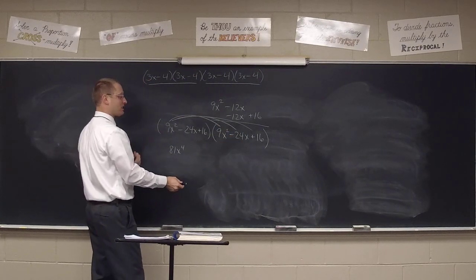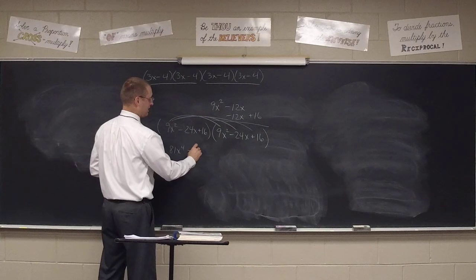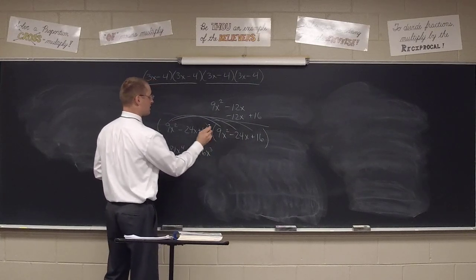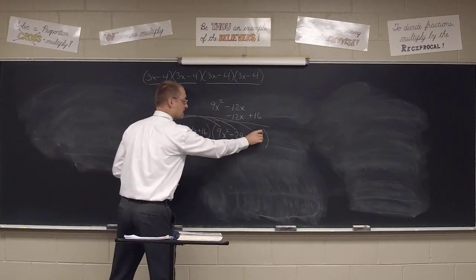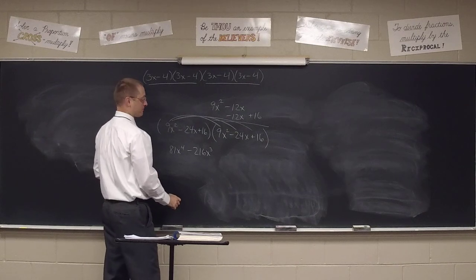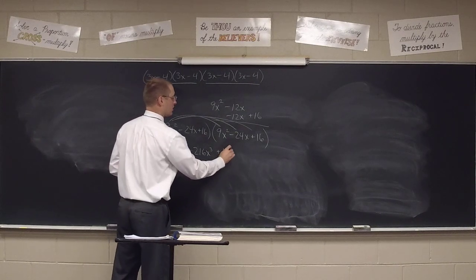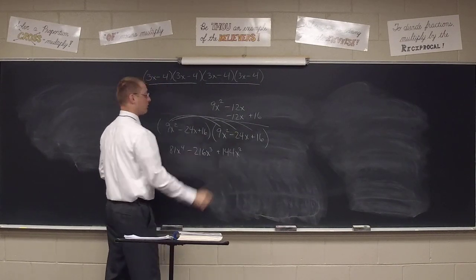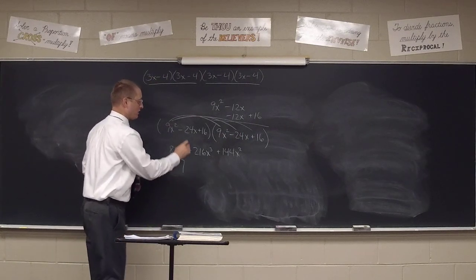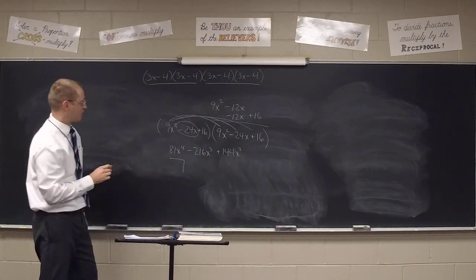Put that calculator away, Scott. Yes, Scott. 216. Negative 216x cubed. And then 9x squared times 16. No, 144x squared.